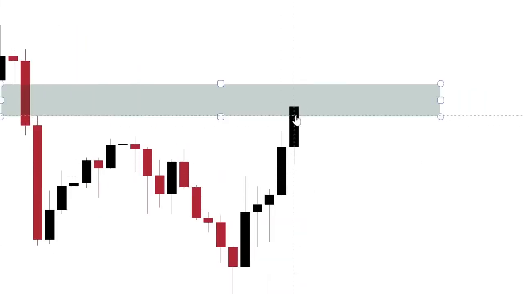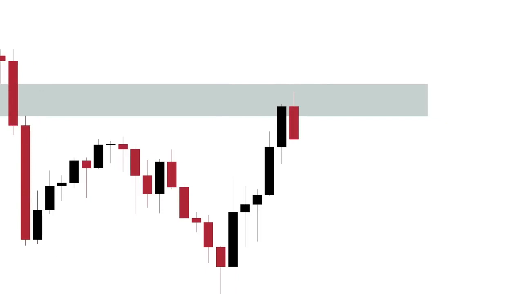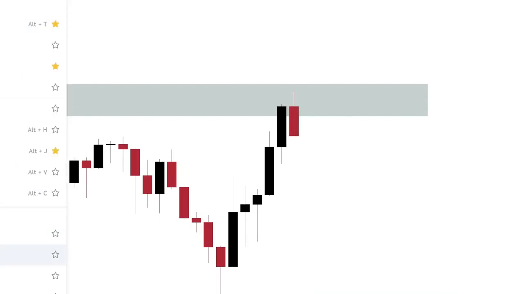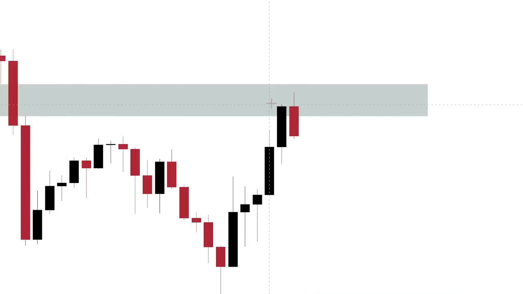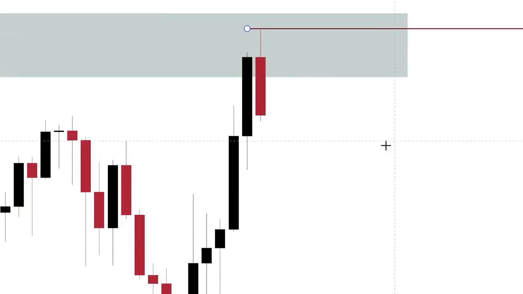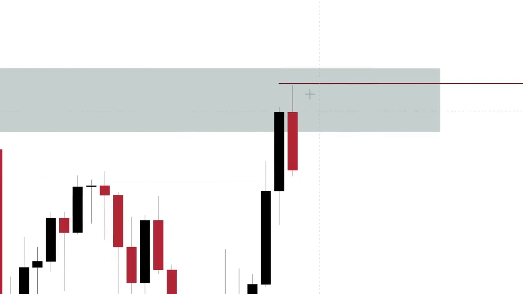So price is in our fair value gap. Let's see if price pulls back before closing this entire gap. And price had a pullback. Now, when price does close this level, even though this would not be one of my favorite setups just because you don't have enough range. As you can see here, you don't have enough range.